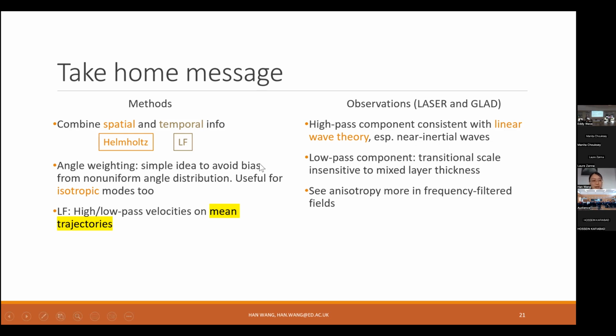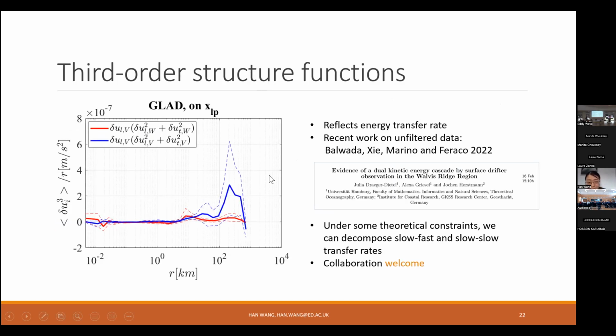And as a trailer for the next project, we are trying to do similar things for third-order structure functions, which can reflect the energy transfer rate. And this is inspired by recent work by Zhu, Van, and Jinhan. And I noticed in the abstract book that there will be a related talk tomorrow led by Julia. And the main idea is that under some theoretical constraints, we can decompose the slow-fast and slow-slow transfer rates of the third-order structure functions. And we welcome collaborations on this.